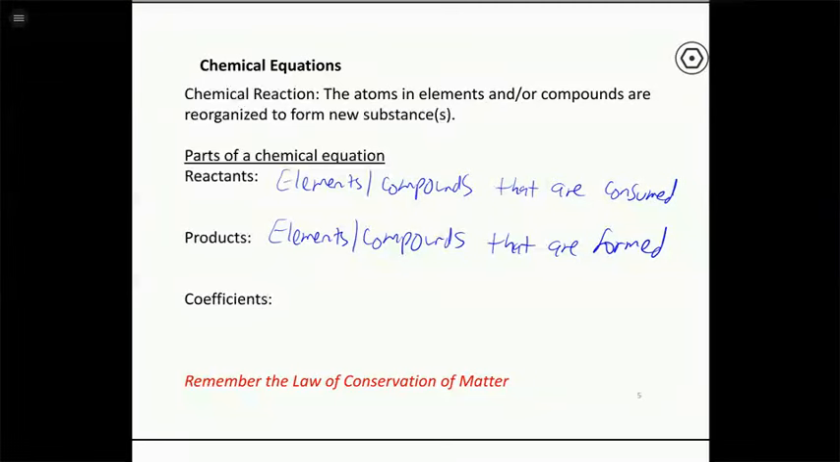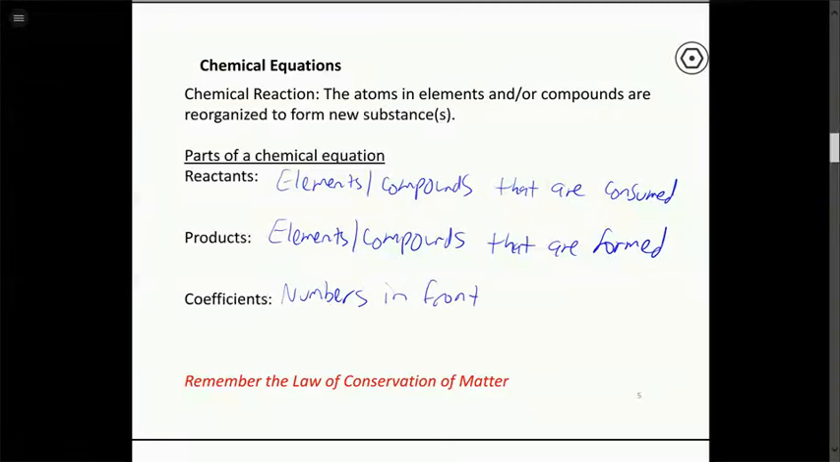And then coefficients are going to be representing the number of each element or compound that participates. So we're going to put numbers in front of each chemical symbol, whether it's an atomic symbol or a chemical formula. And these are going to tell you the number of each that are involved.